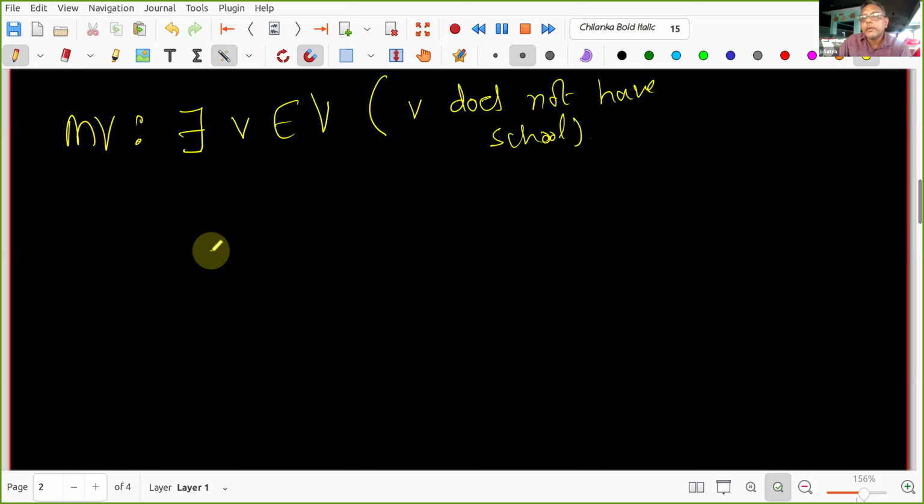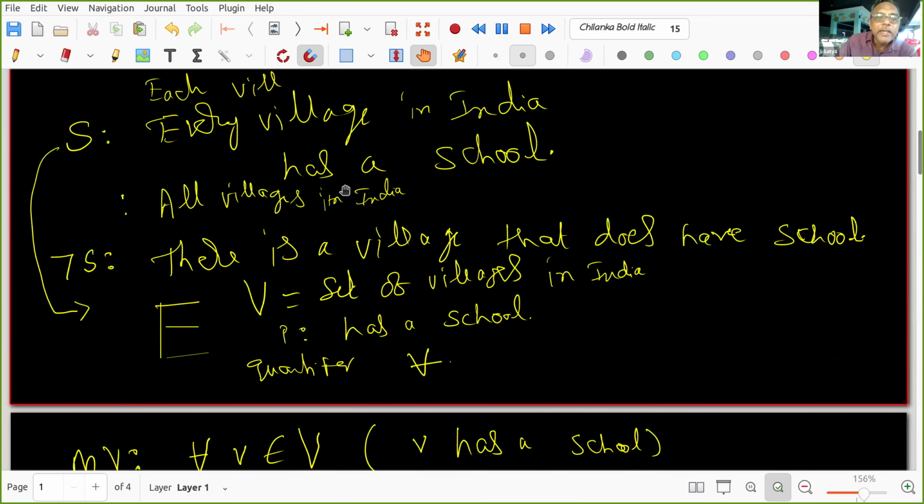Good, somebody raised a hand. Yes, go ahead. Sir, in this, if we consider the set of villages which does not have a school, then can't we write: for given v belongs to V, v doesn't have a school? No, no. Try to understand. Every village in India has a school: when this statement is true, whatever village I take, that village has a school. When will it become false? Tell me.